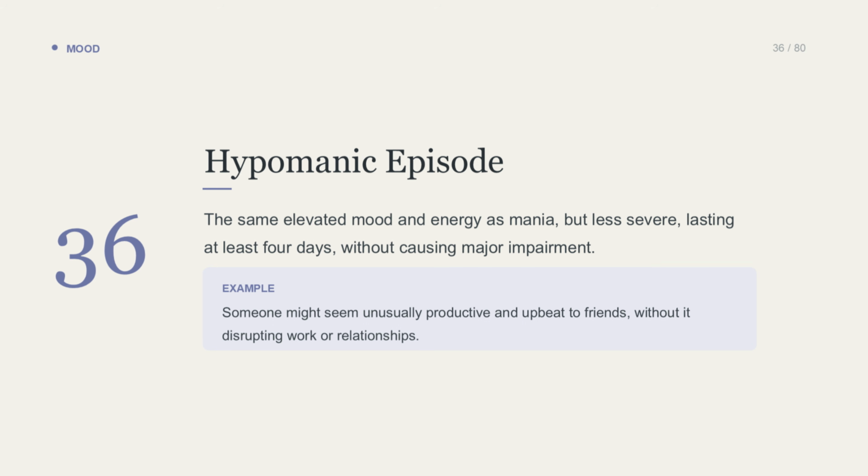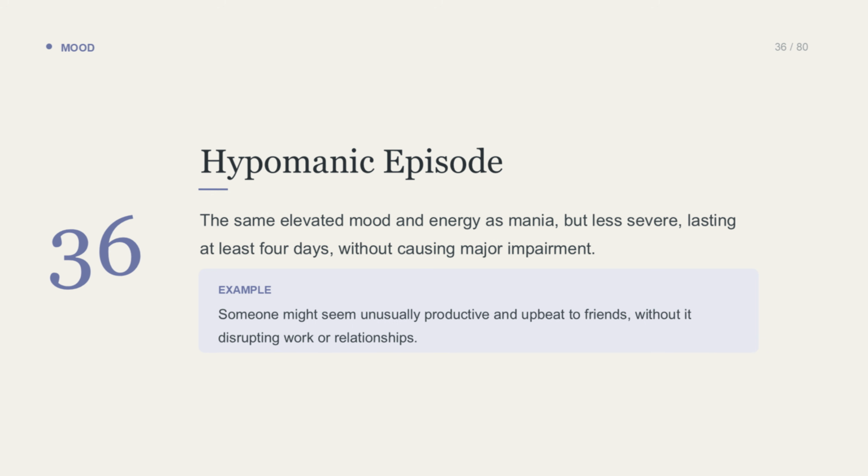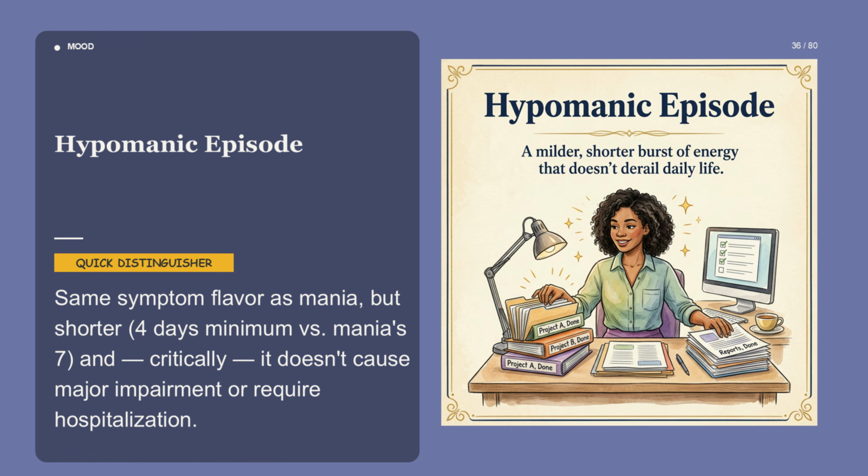36. Hypomanic episode. Hypomanic episode involves the same kind of elevated mood and energy as mania, but less severe and lasting at least 4 consecutive days, without causing major impairment. For example, someone in a hypomanic episode might seem unusually productive and upbeat to friends, without it disrupting their work or relationships the way mania would.